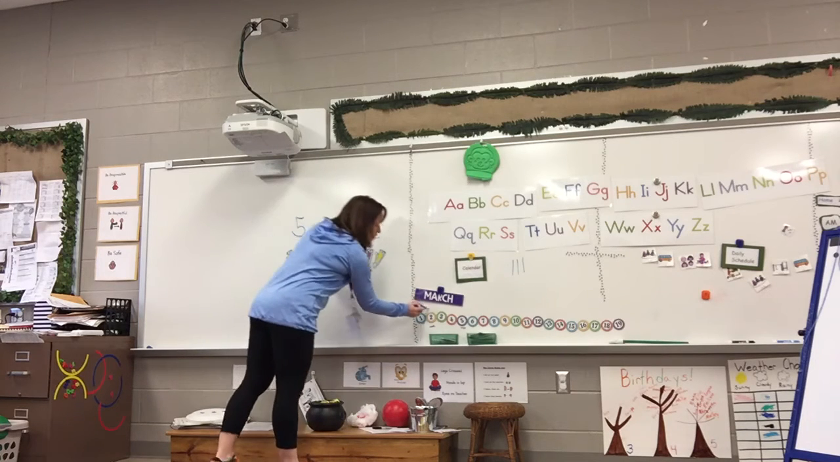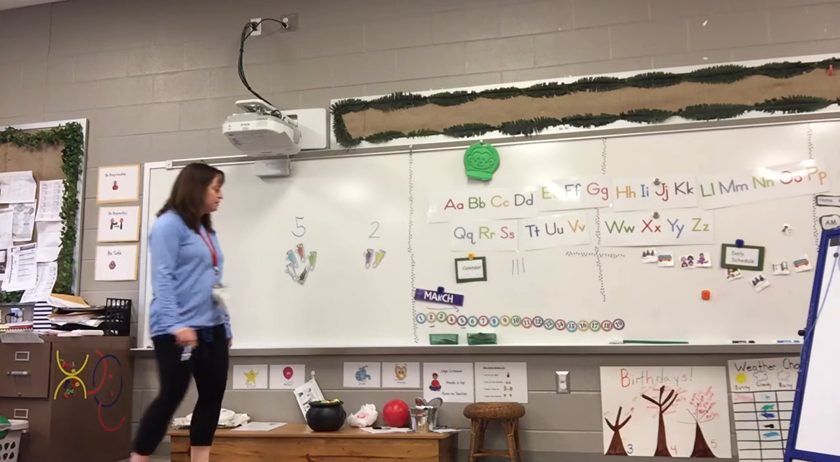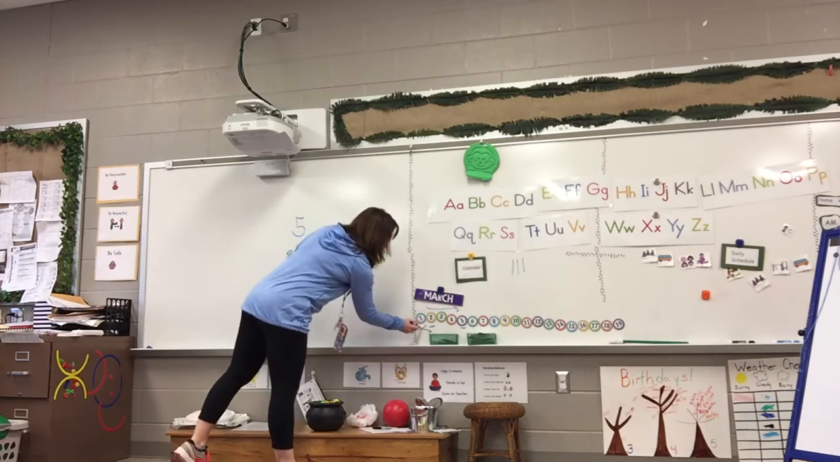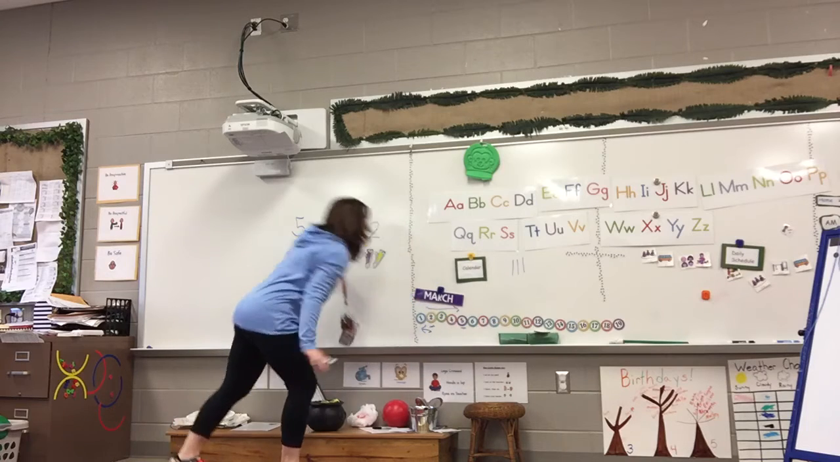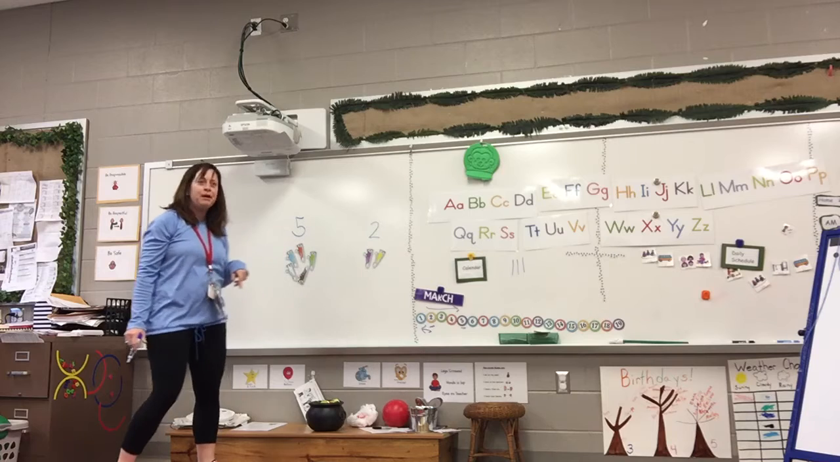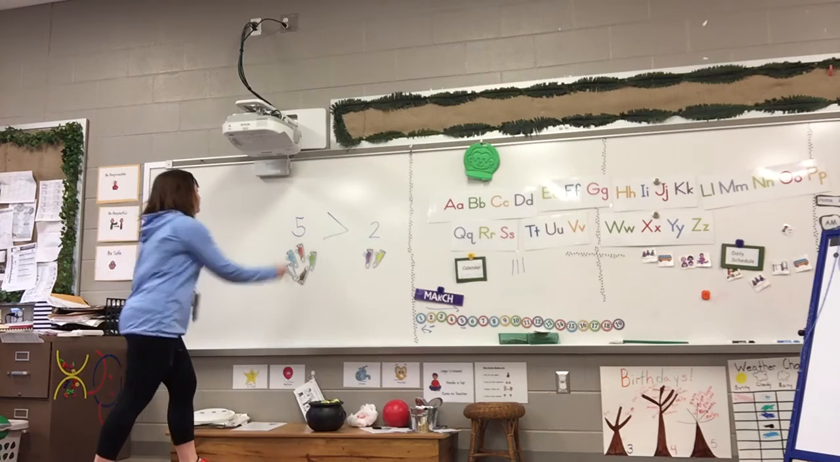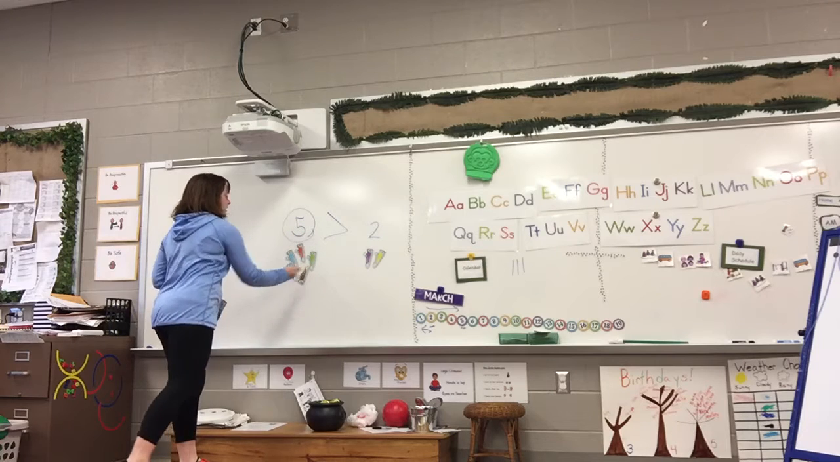Remember, if you go this way on the number line, it's bigger, right? The number's bigger. And if you go this way, the number is smaller. So number 5 is bigger. So that one is the biggest, this size.